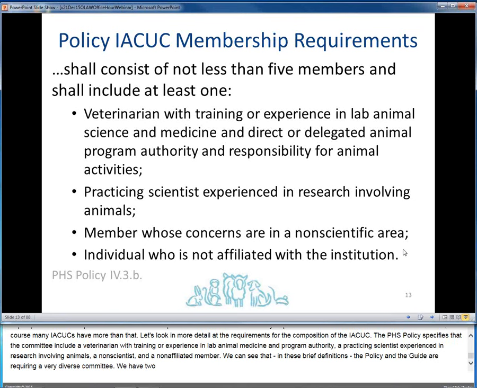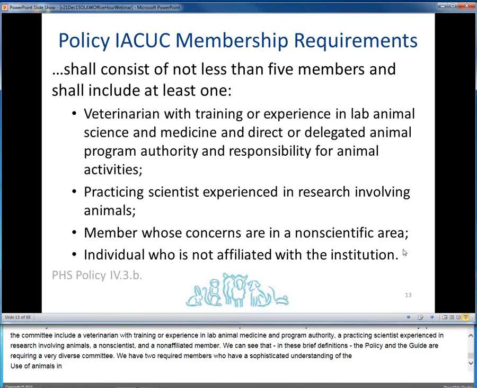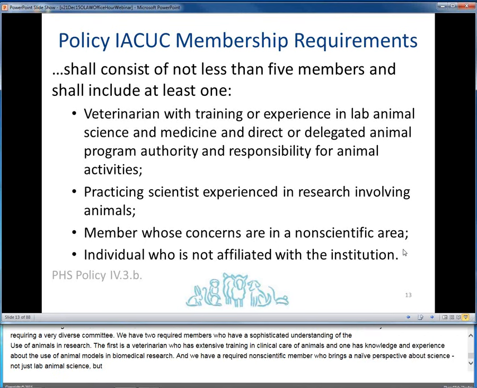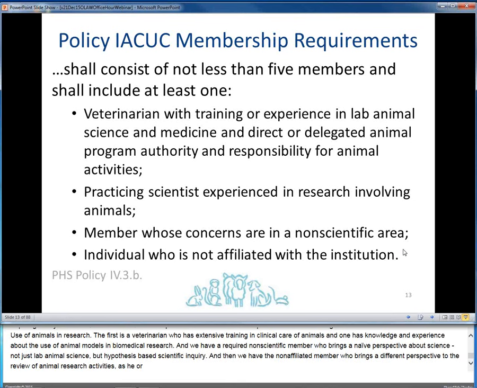We have 2 required members who have a sophisticated understanding of the use of animals in research. The first is the veterinarian, who has extensive training in clinical care of animals, and the second is the scientist, who has knowledge and experience about the use of animal models in biomedical research. And we have a required non-scientific member who brings a naive perspective about science, not just lab animal science, but hypothesis-based scientific inquiry. And then we have the non-affiliated member, who brings a different perspective to the review of animal research activities, as he or she is not currently and has never been a laboratory animal user.